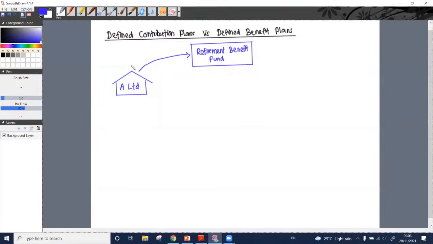And on behalf of the employees, this company contributes to a retirement benefit fund.